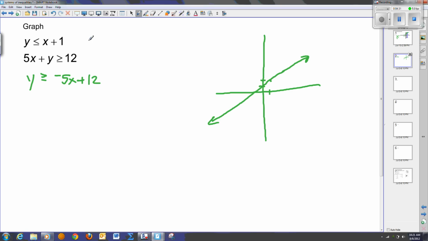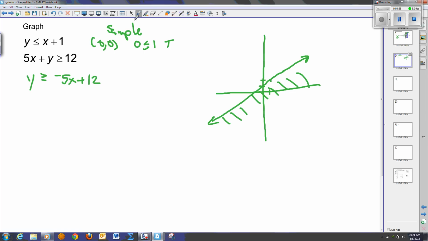For this, I pick a sample point, 0, 0 once again. The sample point yields 0 is less than or equal to 1. That's a true statement, so I'm going to shade toward the point 0, 0.